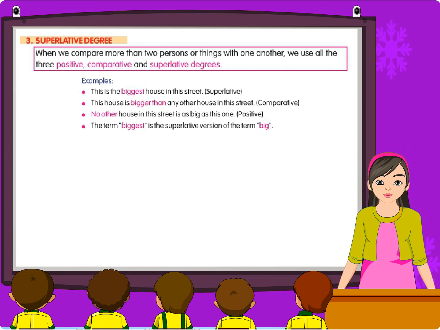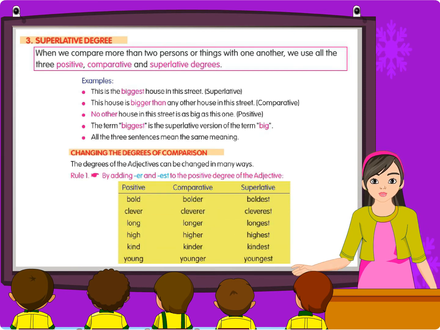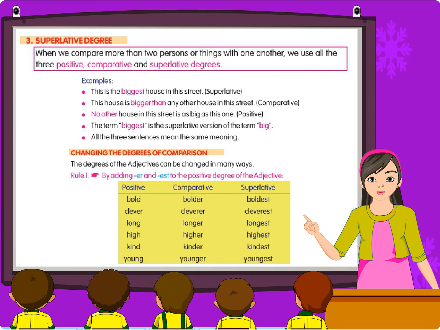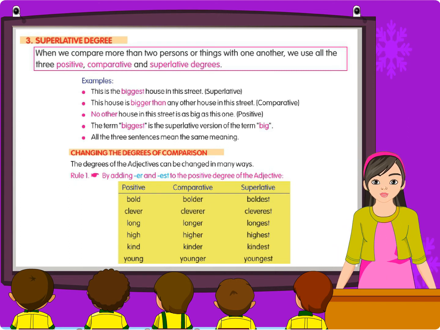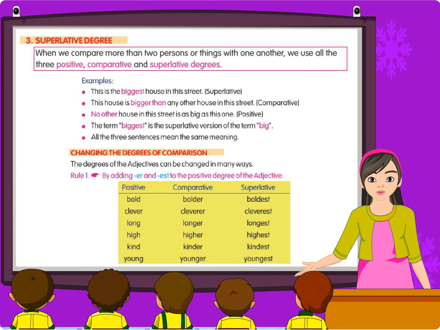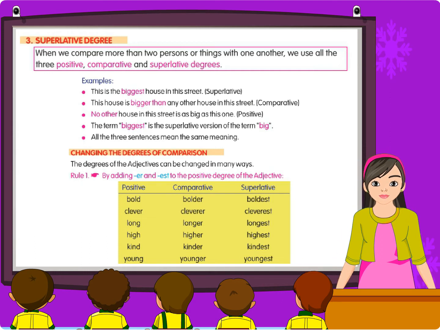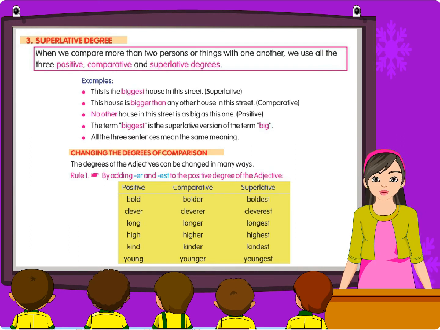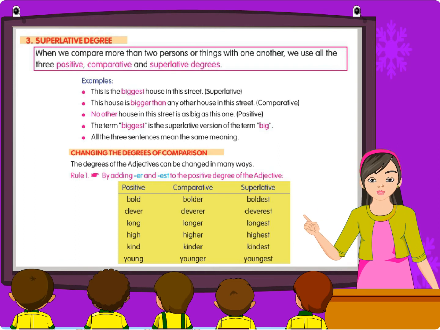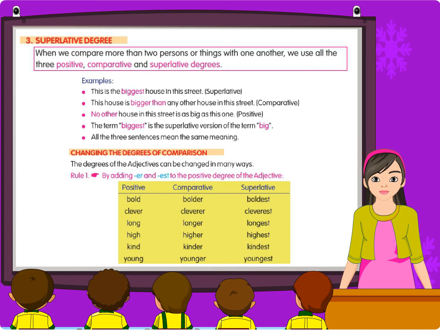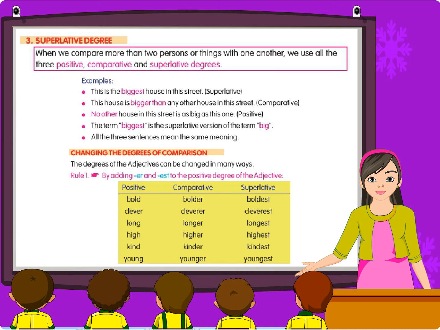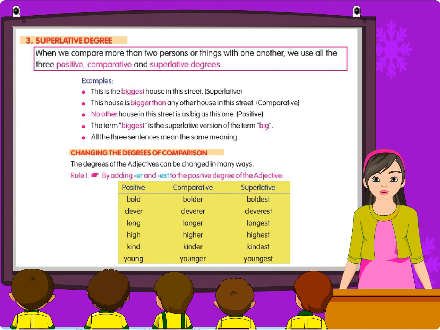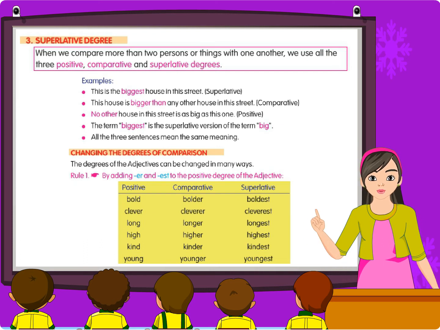Superlative degree. When we compare more than two persons or things with one another, we use all the 3 positive, comparative, and superlative degrees. Examples: This is the biggest house in this street. Superlative. This house is bigger than any other house in this street. Comparative. No other house in this street is as big as this one. Positive. The term biggest is the superlative version of the term big. All the 3 sentences have the same meaning.